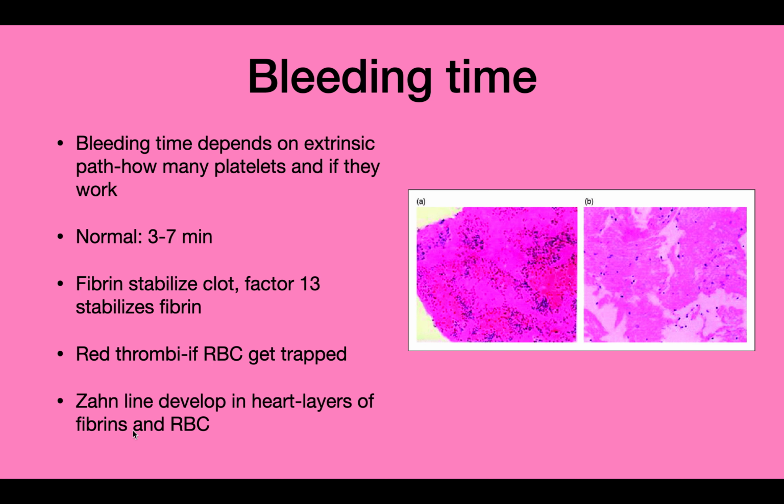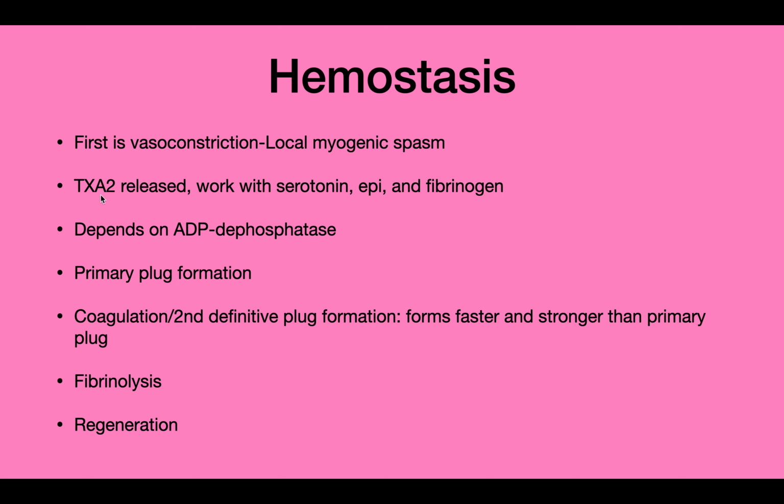Okay, hemostasis, let's go through the steps. First is going to be the vasoconstriction. Thromboxane A2 is going to be released along with these other procoagulant factors, serotonin, epinephrine, and fibrinogen. And these all depend on ADP. The primary plug is going to be made. It's going to be weak. It's going to be unstable.